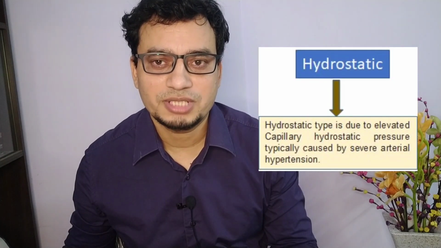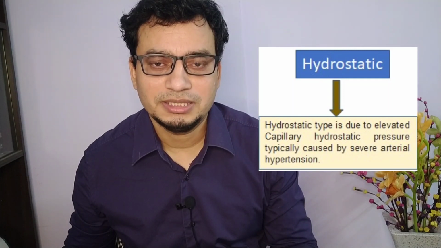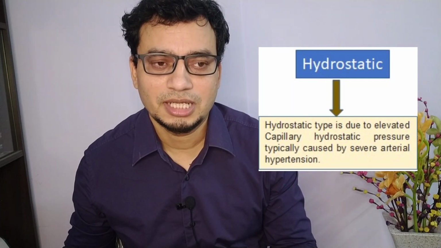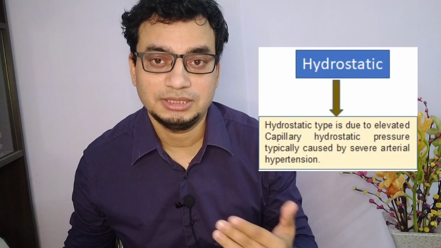Now, we will talk about the third one, which is the hydrostatic type, and that is due to elevated capillary hydrostatic pressure, typically caused by severe arterial hypertension, not venous hypertension. Arterial hypertension can cause an increase in the capillary hydrostatic pressure and hydrostatic cerebral edema.